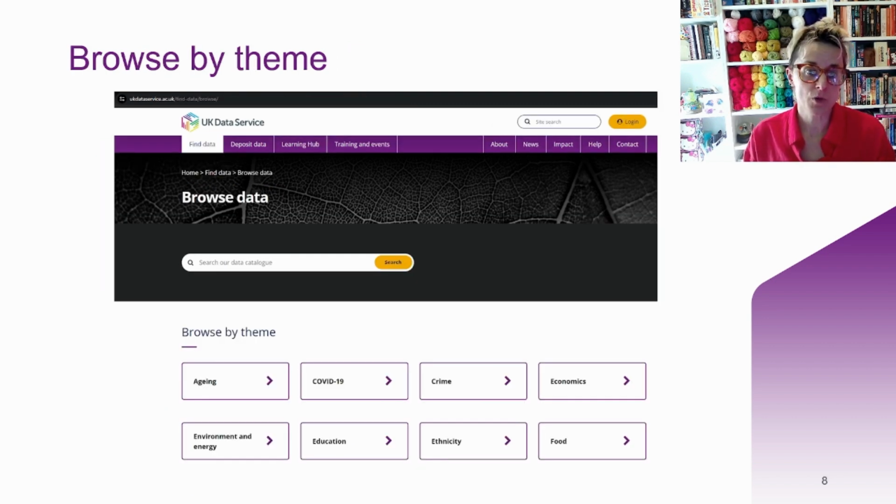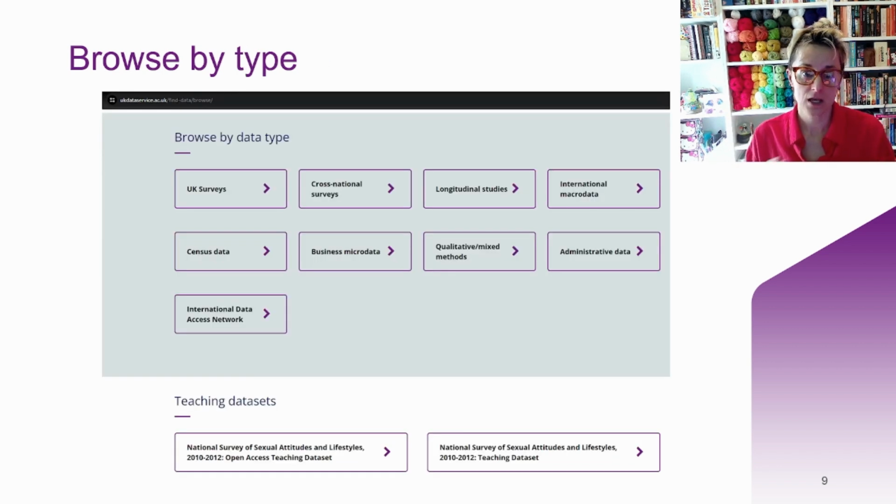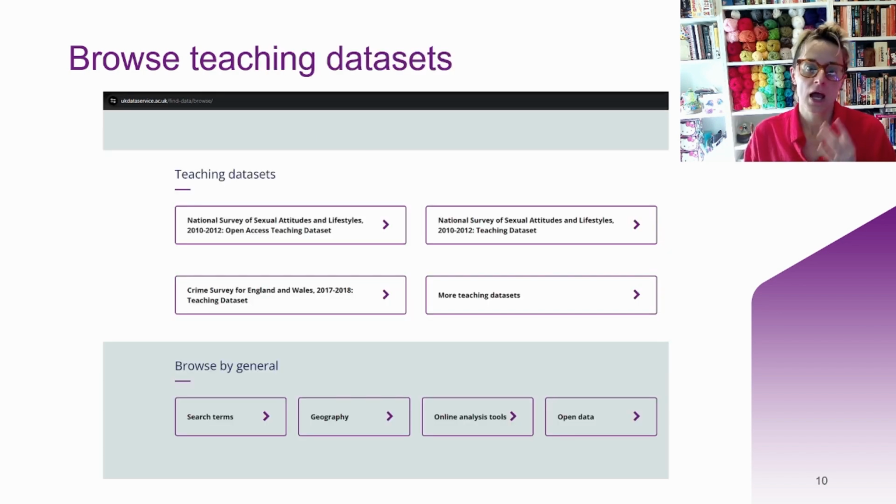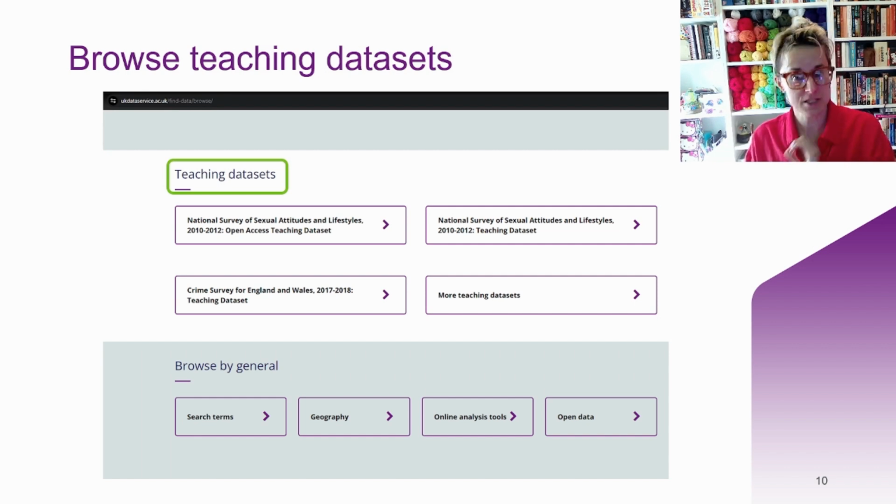But maybe you also want to browse data. This is available as well, with theme being the first browsing option presented to you. One of the top themes is education. There are more themes if you scroll down, but if you keep scrolling down, you'll also find you can browse by data type. Keep scrolling down even more to browse by teaching data sets, as well as a few other categories that we have grouped together under general.